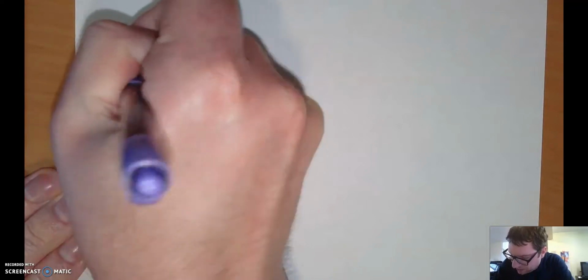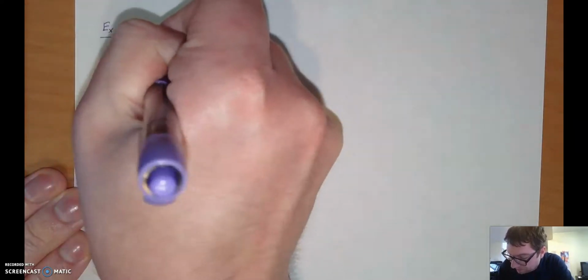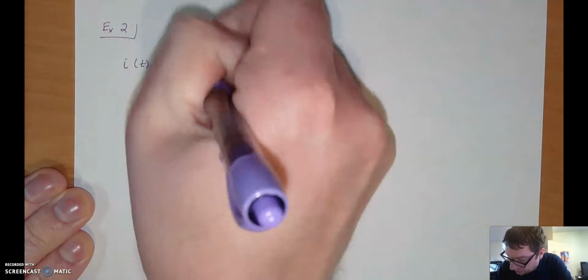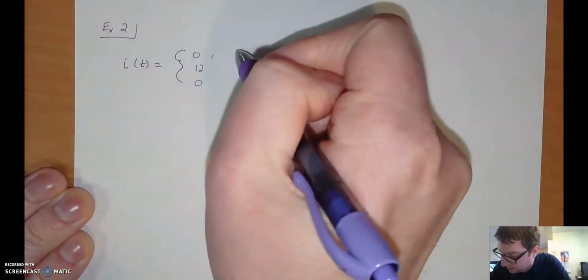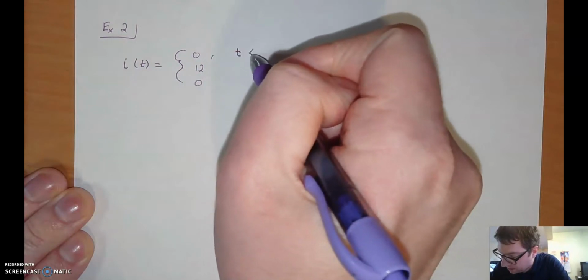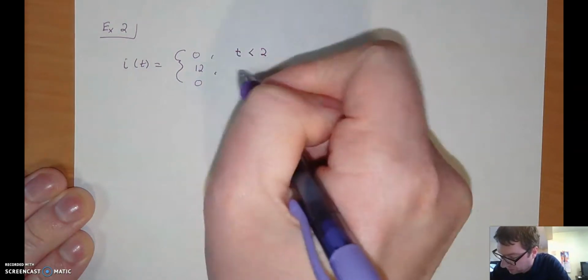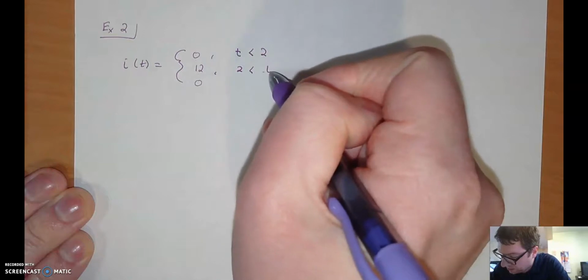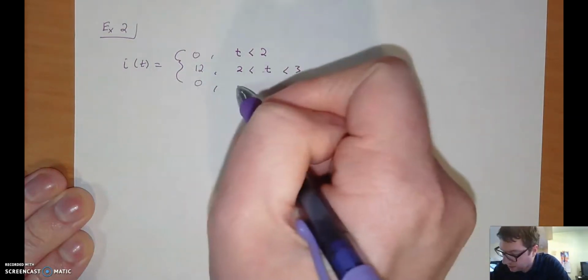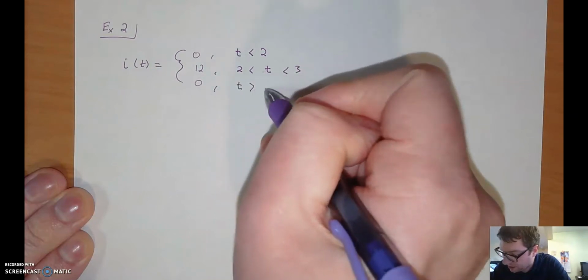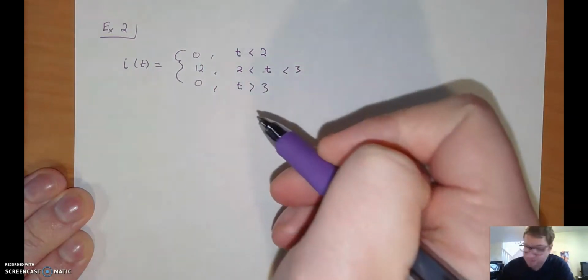So we can write our piecewise function like this: 0, 12, and 0. So this is when we have time less than 2. And then between 2 and 3 seconds, we're at 12 amps. And then when time is greater than 3, we're back off again.